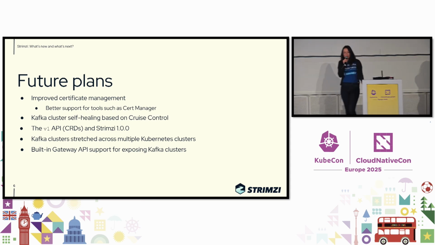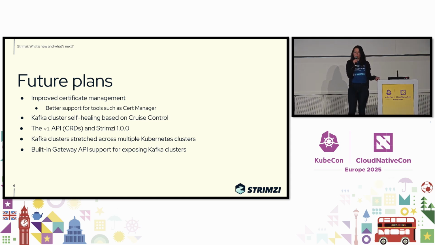So, future plans for Strimzi: we're currently working on improving certificate management to provide better support for tools like Cert Manager, and also trying to integrate the self-healing feature of Cruise Control, and we also plan to release the V1 API and Strimzi 1.0 version. There are a couple of other interesting pieces of work being considered, which are stretching Kafka clusters across multiple Kubernetes clusters, and also providing a built-in gateway to expose Kafka clusters.